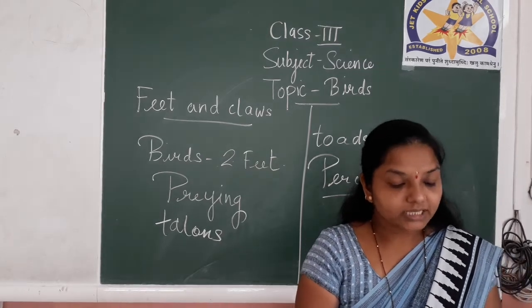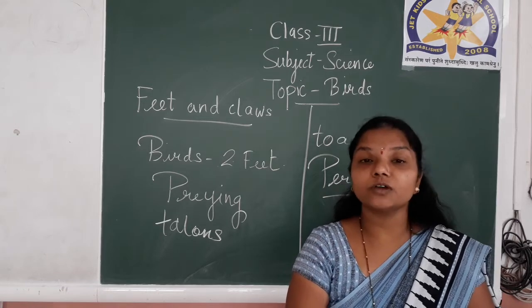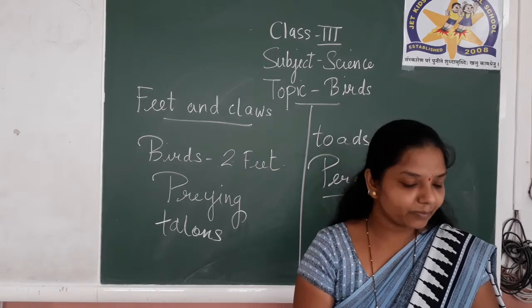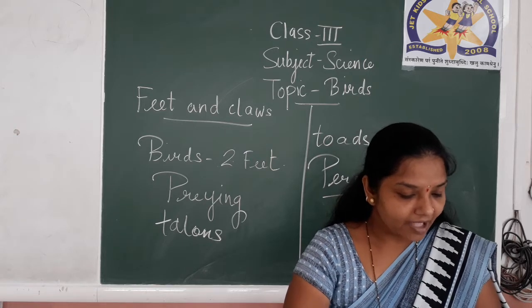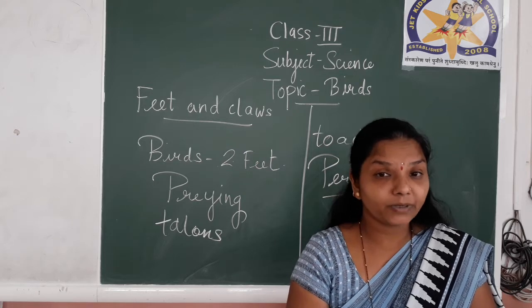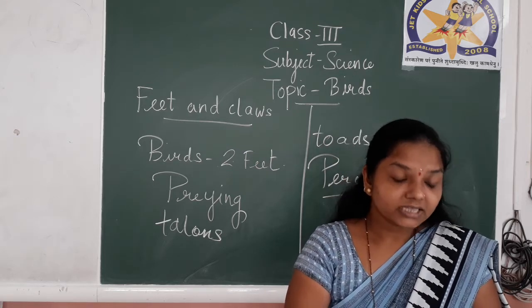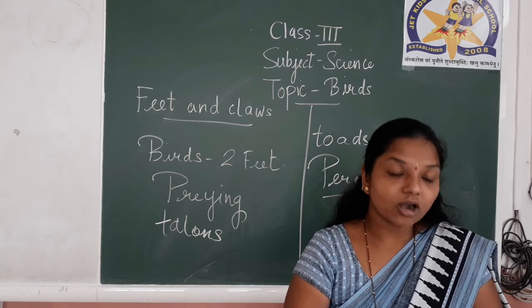Next type is swimming and aquatic birds. What are the types of toes or claws swimming birds have? Birds such as duck and swan have webbed feet. Swimming birds are having webbed feet. They have 3 toes in the front that are joined by the skin called web.